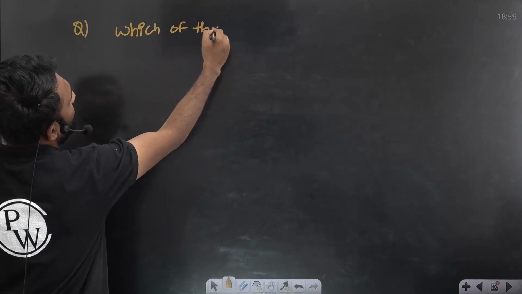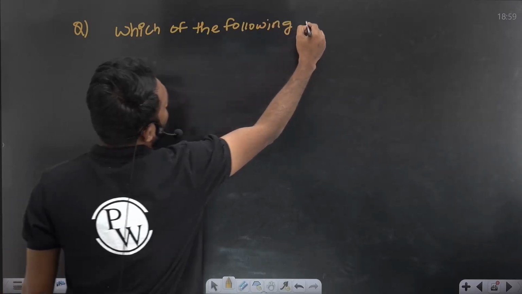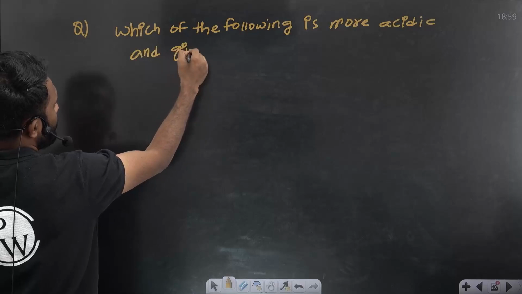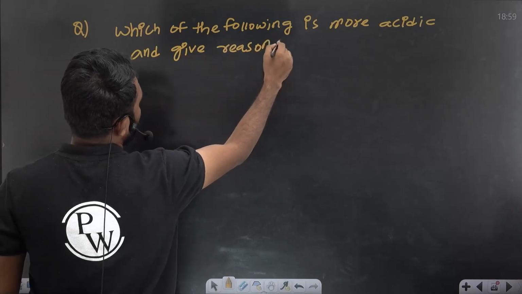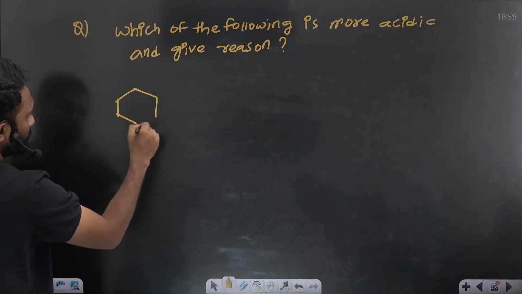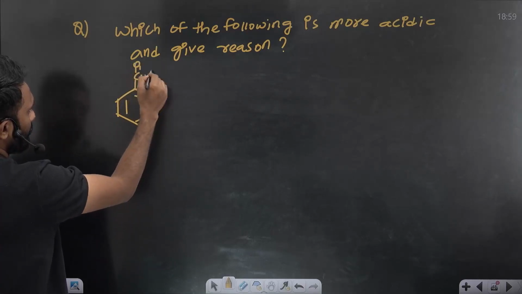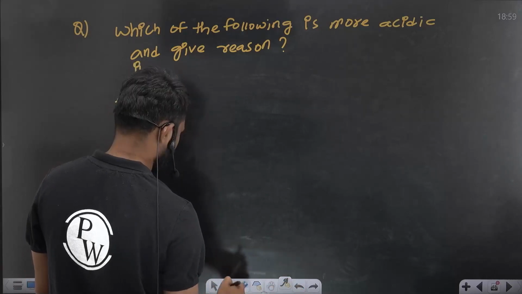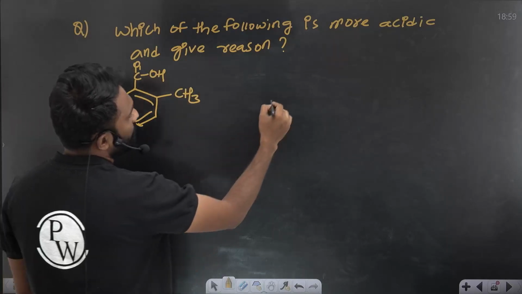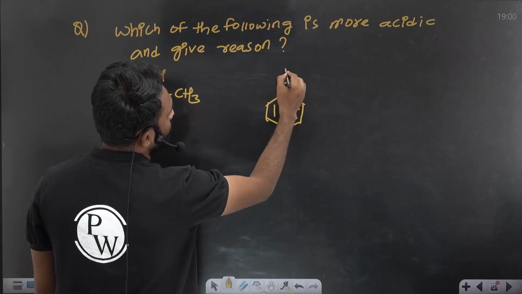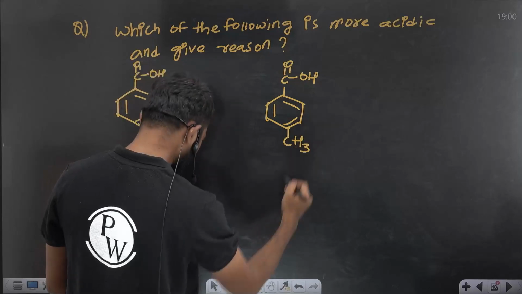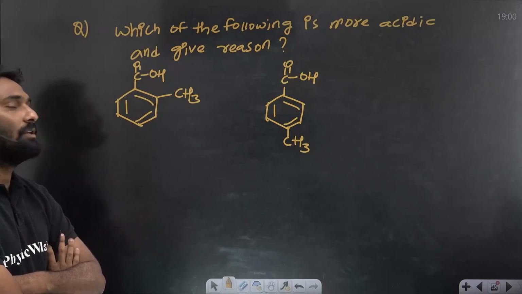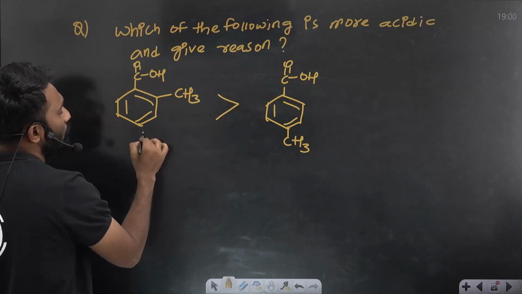Which of the following is more acidic, and give the reason? Carboxylic acid with NO2. Okay. Next, carboxylic acid with CH3. Now, if they give it like this, among these two, which is more acidic, give the reason. Now here, the one is more acidic than the other.